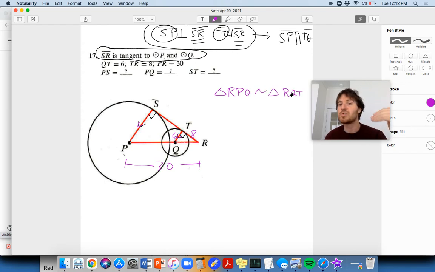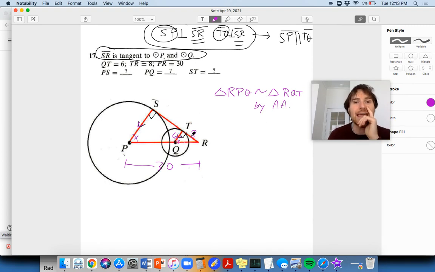And we know this. I know this because angle R is congruent to angle R. Angle RPQ, this angle right here and this angle right here, are congruent because they are corresponding angles cut by a transversal and parallel lines. So I know that these are similar by AA. So I'm thinking maybe that'll help me on this problem here, okay?